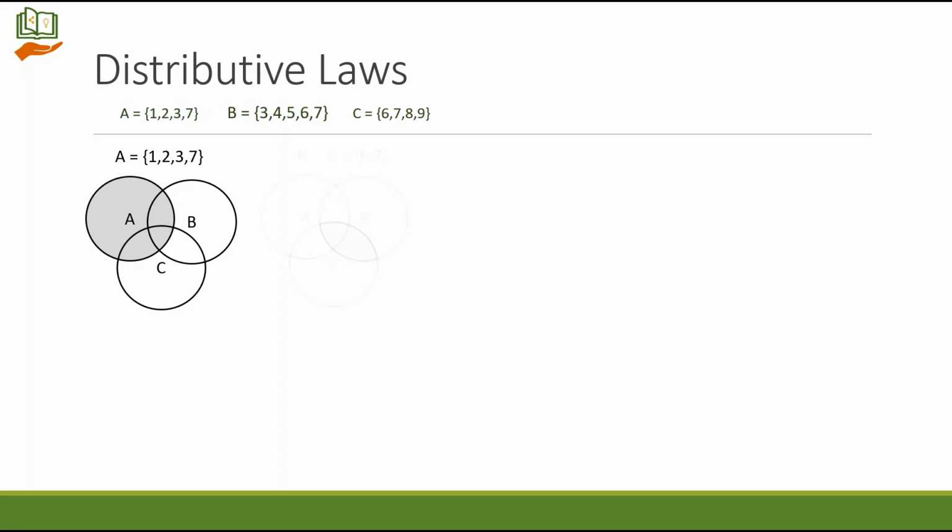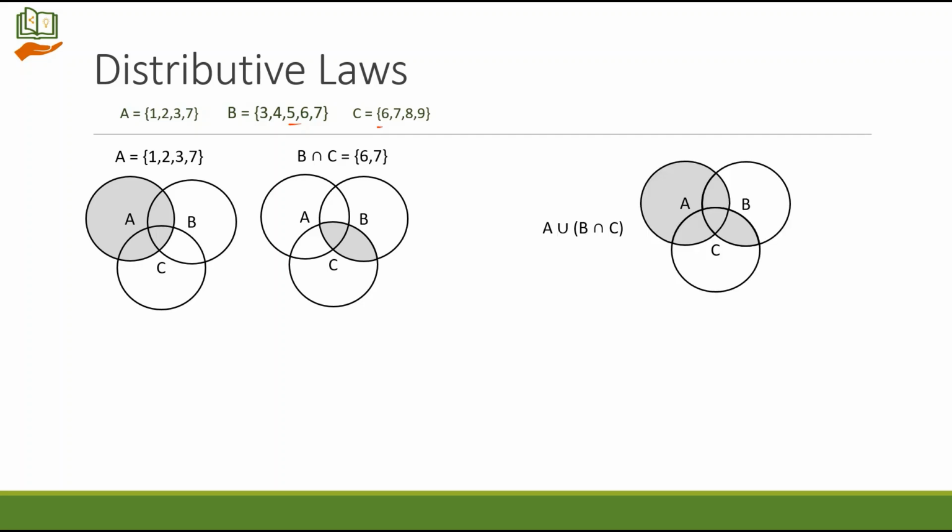Then we will go with B intersection C. What is B intersection C from these two sets? 6 and 7. So we are taking A as the whole 1, 2, 3, 7 and B intersection C as 6, 7. A union B intersection C will shade all the regions of A as well as B intersection C. It's a union operation, so we are going with 1, 2, 3, 6, 7.